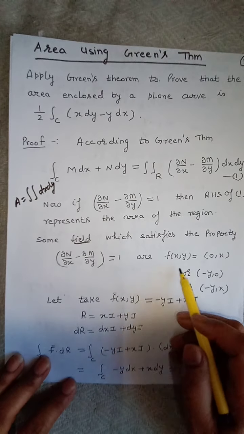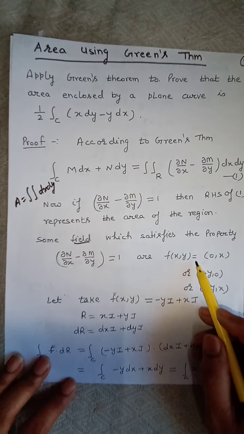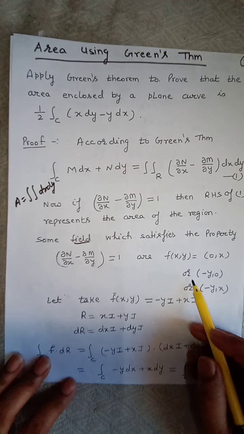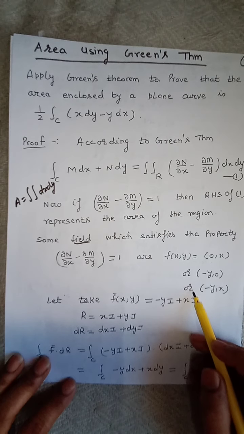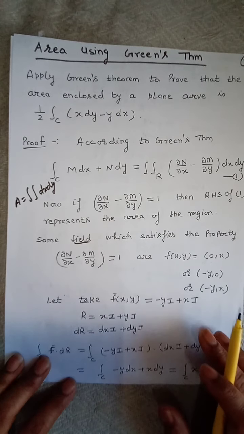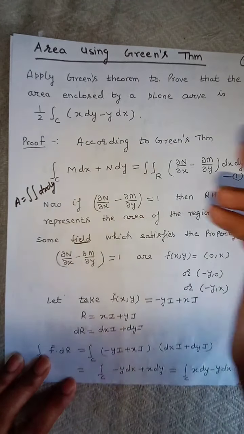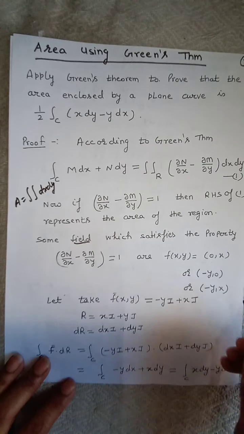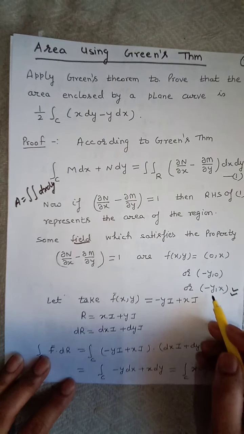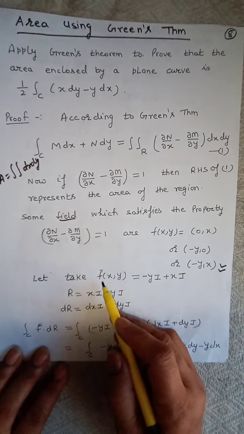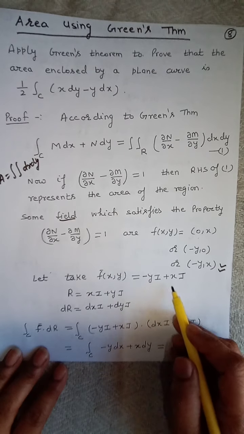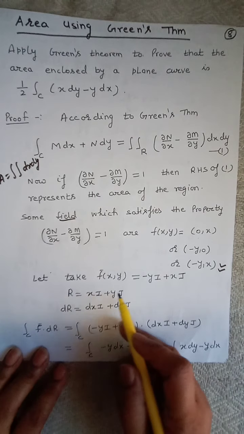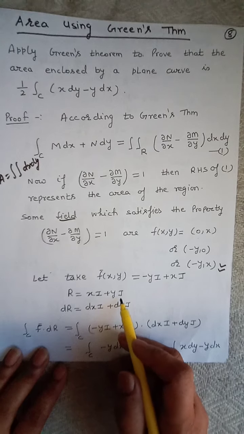Some of the fields are F(x,y) equal to (0, x), or (0, y), or (y, x), or (−y, 0), or (−y, x). For our purpose, for this proof, we take F(x,y) equal to −y i plus x j, so F bar is equal to −y i plus x j, and r is equal to x i plus y j. It is universal.